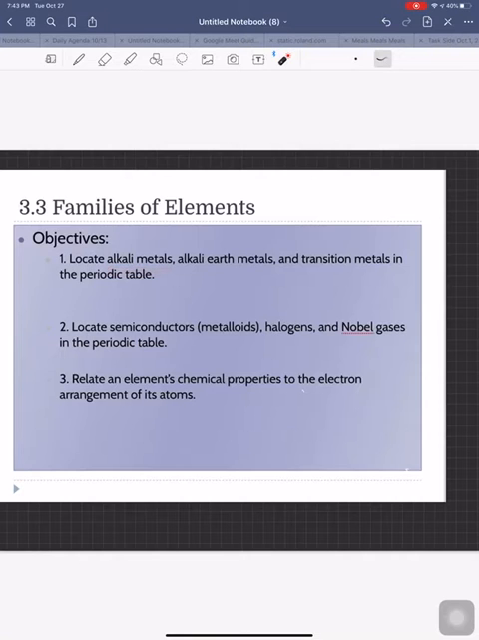But this is our main purpose. When you leave, I want you to know when we say group 1, we're talking about alkali metals. Group 2, alkaline earth metals. And then transition metals, we don't even bother with group numbering, and you'll see why. And then group 17 are halogens. Group 18 are noble gases. And then down here, relating the properties to the electron arrangement.